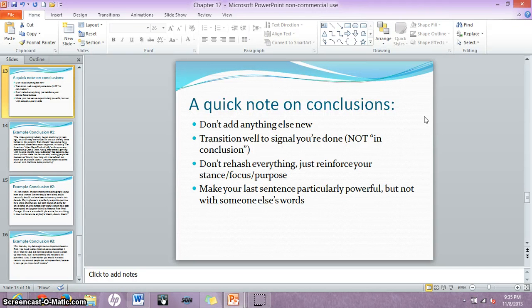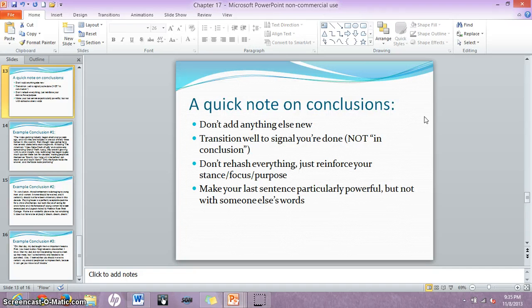You don't have to rehash everything that you've already talked about. You don't need to say, "I've talked about this, and this." You just want to reinforce your stance or your focus or your purpose. Whatever you did in your paper, you're just reinforcing it. You're not summarizing the whole thing. That's not what your conclusion's for. You're just wrapping it up, just like the examples we saw in some of the body paragraphs. I guess we only looked at one.